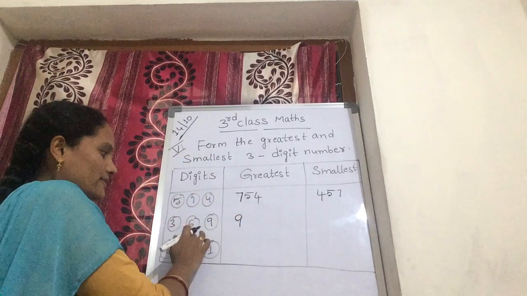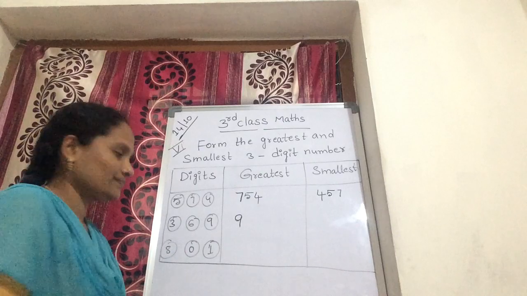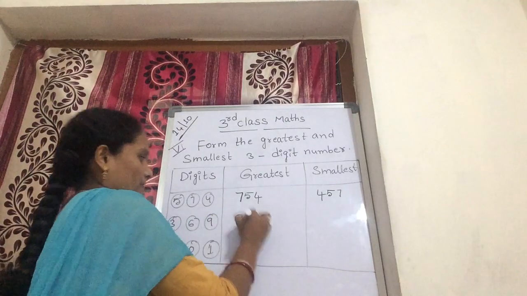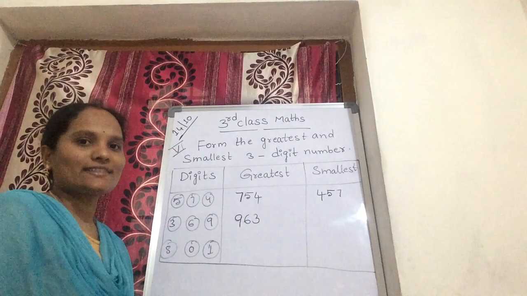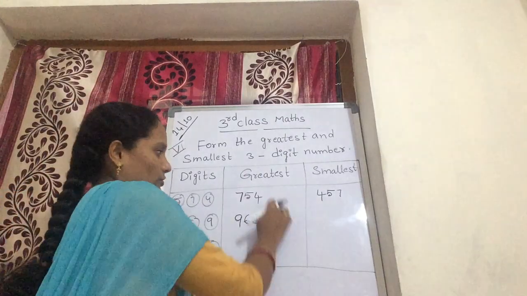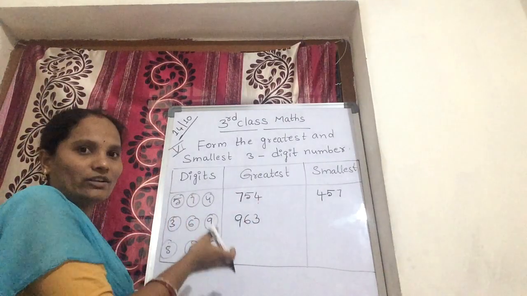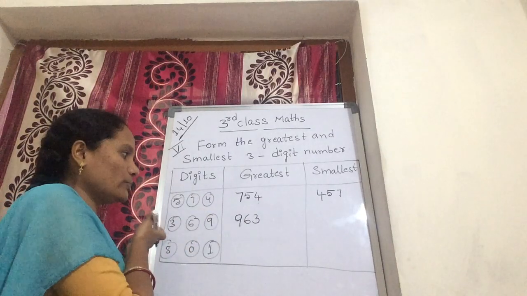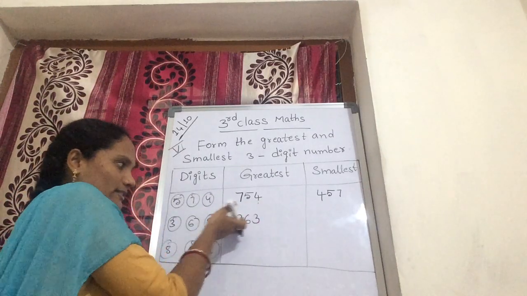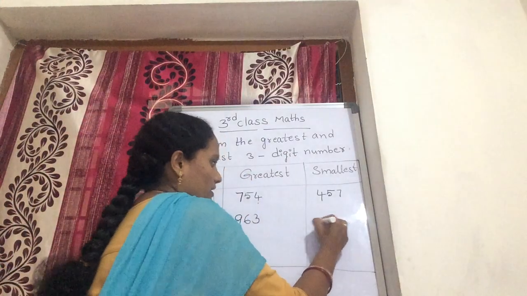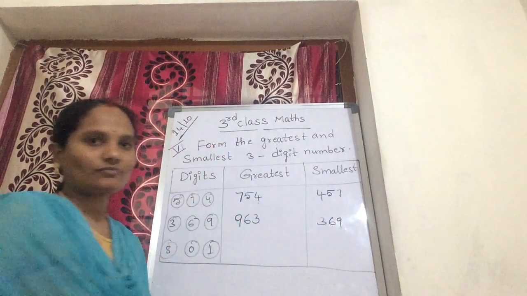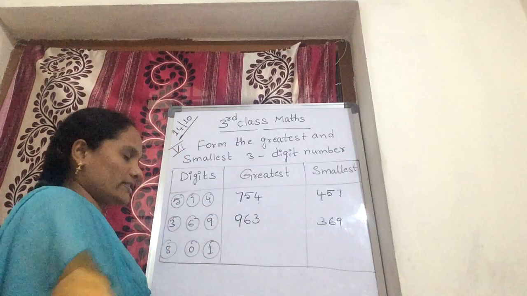Okay, next 3 or 6. Which one is the greater? 6. Next 3. 963. For the smallest, you write it in reverse, or you check from small to big. What is your greatest? 963. 3, 6, 9. Okay, that is the smallest number.